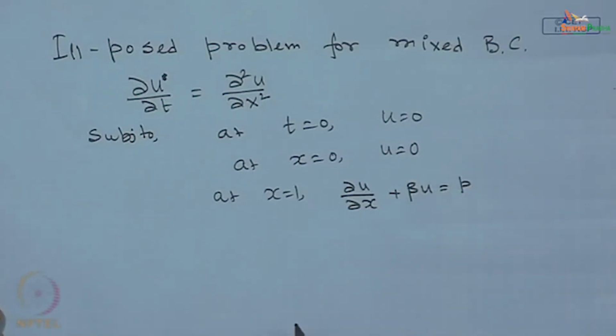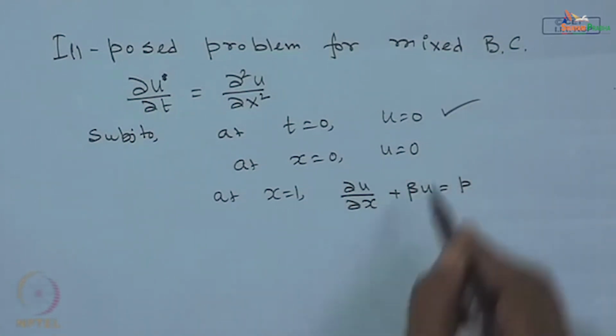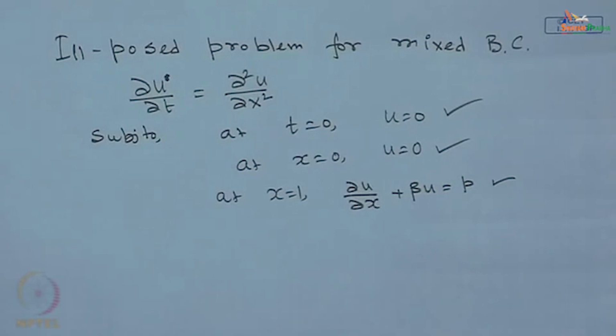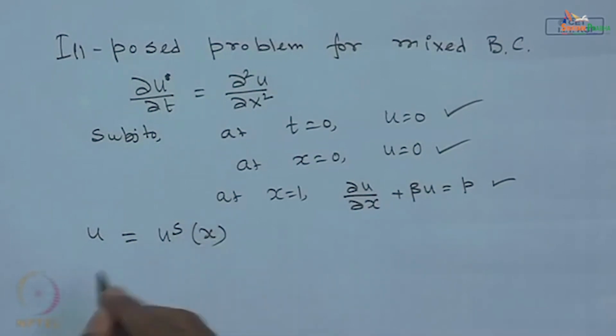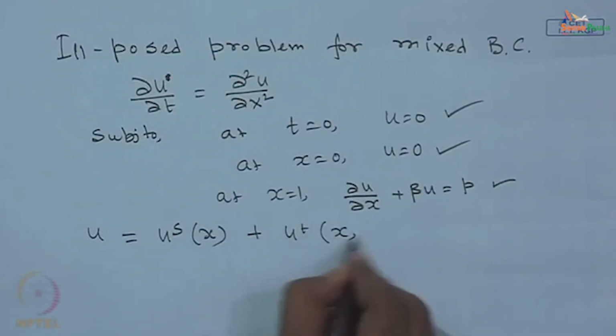If you now see this set of equations, the initial condition is homogeneous, one of the boundary conditions is homogeneous, and the other boundary condition is non-homogeneous. Therefore, this problem is an ill-posed problem. As we have discussed earlier, this problem has to be divided into two subparts: one is the time dependent part and the other is the time independent part, or the steady state part. If you do that, we will get u s, which is the steady state part and is a function of x alone, and the other part, u t, is the time varying part, which is a function of time and space both.